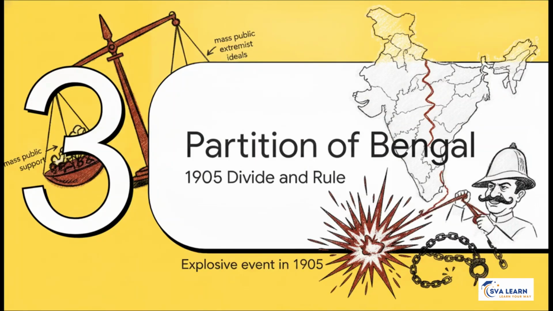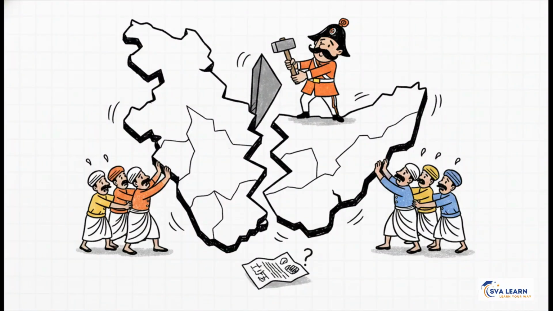Which brings us to Section 3, the absolute flashpoint, the Partition of Bengal in 1905. So what triggered this explosive event? Well, Bengal was the absolute epicenter of anti-British protests. To crush this, Viceroy Lord Curzon orchestrated a partition.